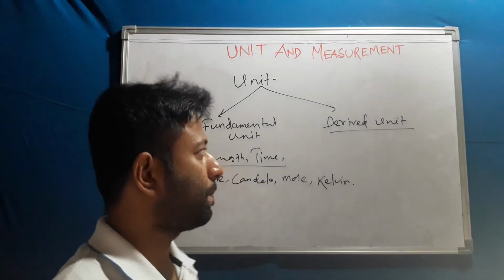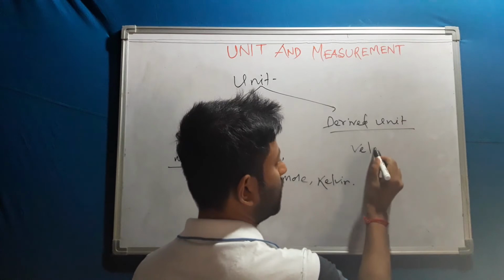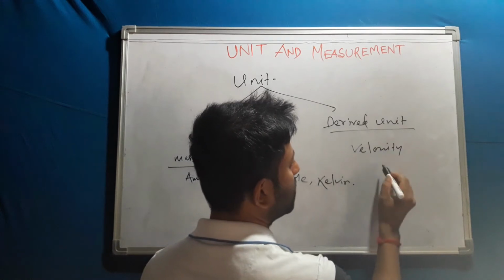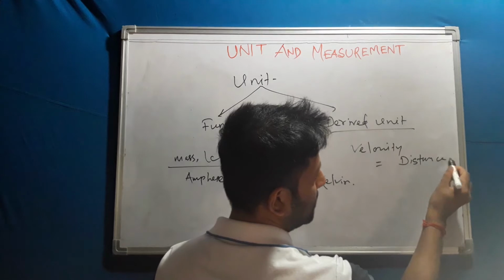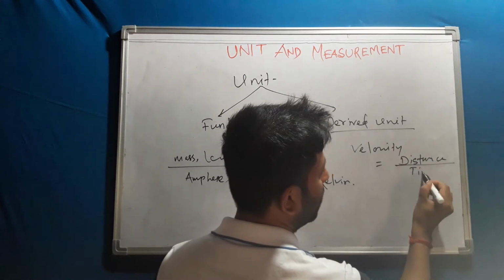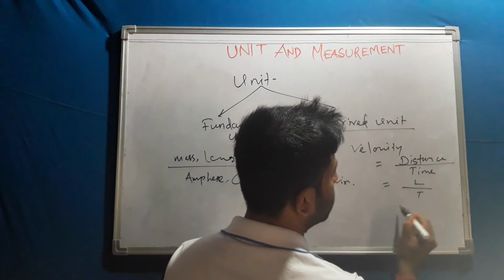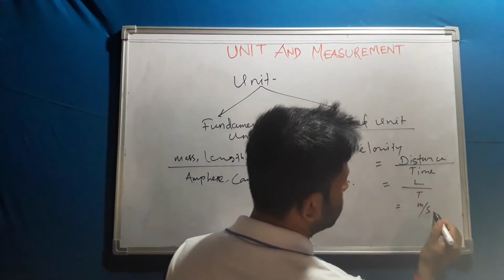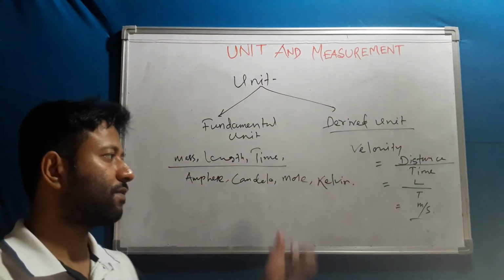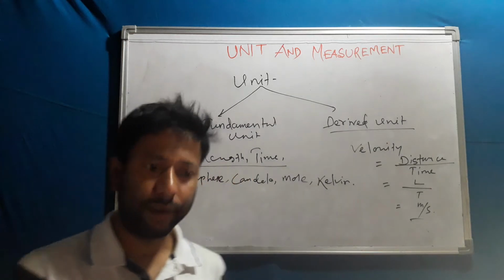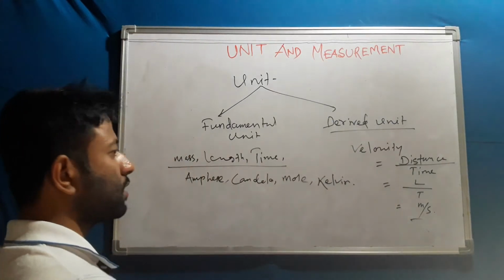For example, velocity. So velocity means distance by time. Distance, that is length, divided by time, t, so that is meter per second. Similarly, in this way all the units that are developed from the fundamental units are known as derived units. Okay, now is it clear?